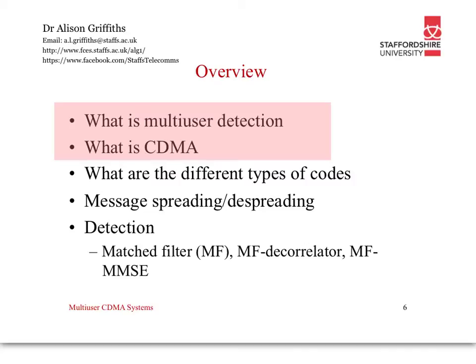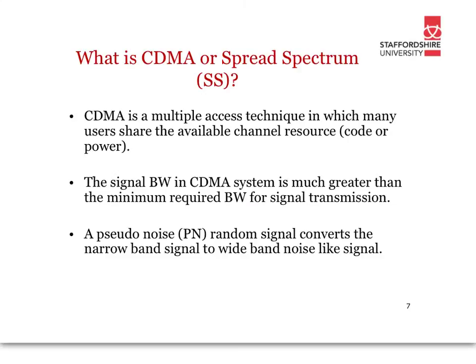So, what is CDMA? That's the next point. CDMA is the multiple access technique in which many users share a single channel resource, code or power. The bandwidth in a CDMA system is very much greater than the minimum required bandwidth for the signal transmission. A pseudo noise or PN random signal converts the narrowband signal to a wide band noise-like signal. Now we're going to look at the different types of signals in a future slide.